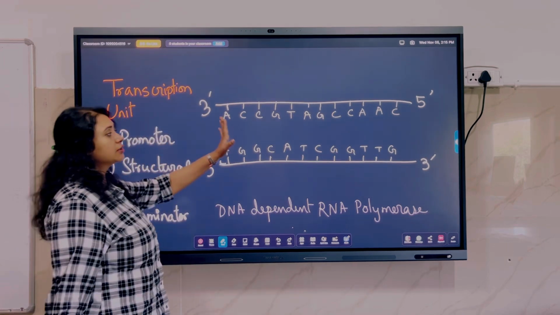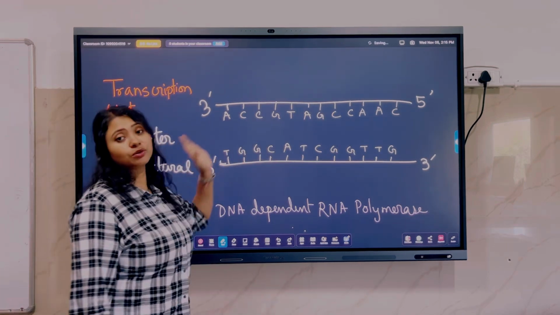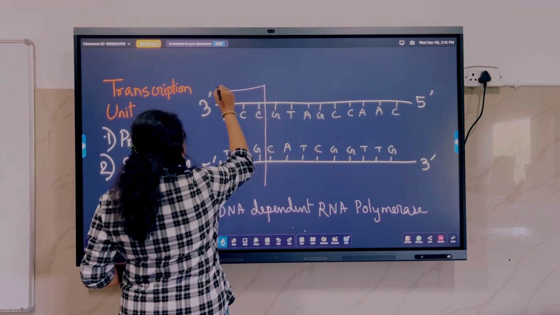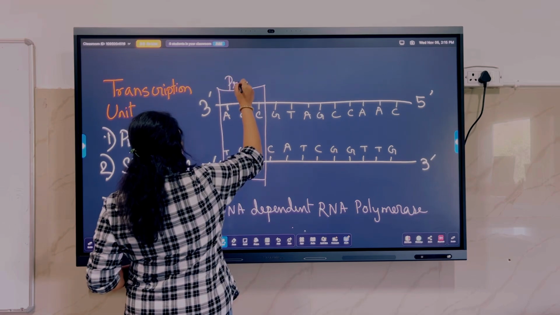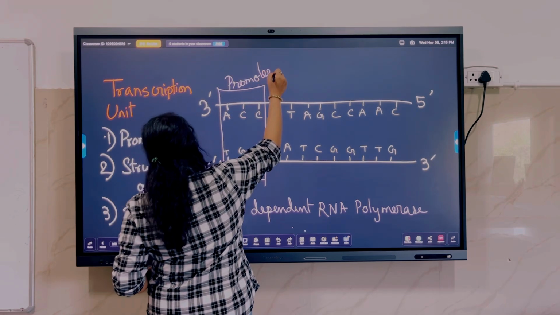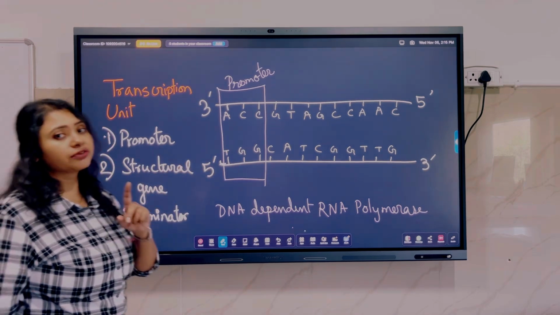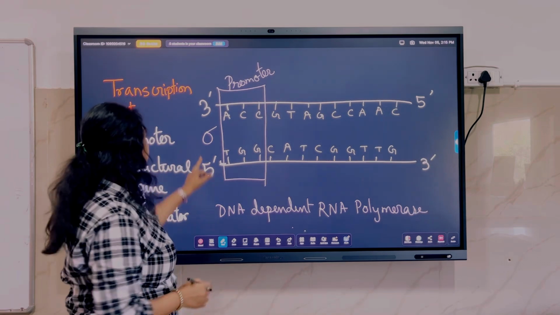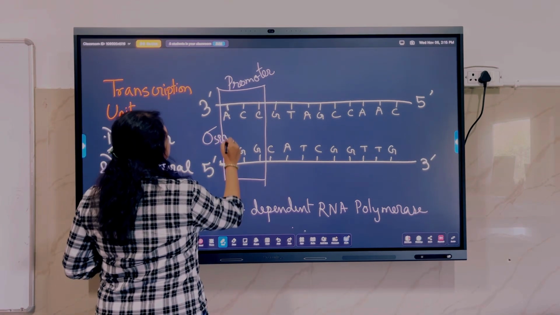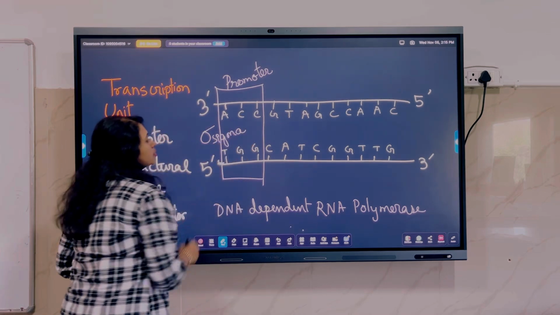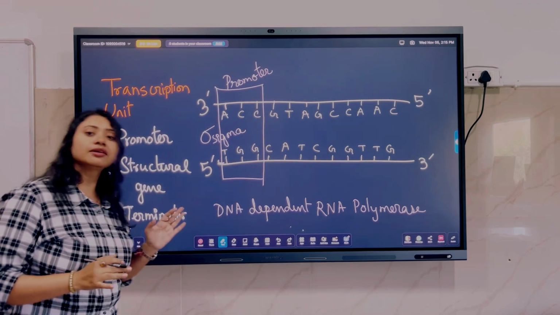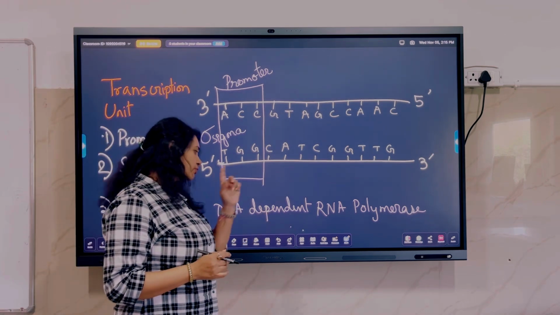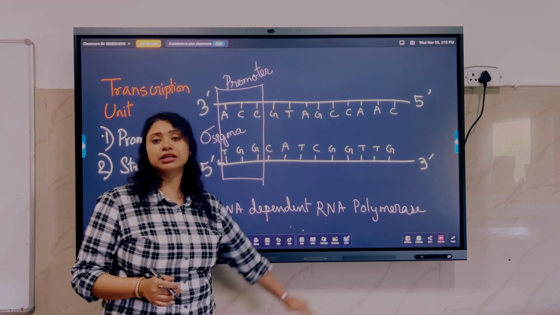It is going to start the transcription here, but it cannot start just anywhere. There is a specific region where it has to initiate the process. This area is called the promoter. Here we need another factor, called the sigma factor, to initiate the transcription process. This is the sigma factor. So now we can start the transcription process. What enzymes are involved? Only one enzyme is involved, that is DNA dependent RNA polymerase.